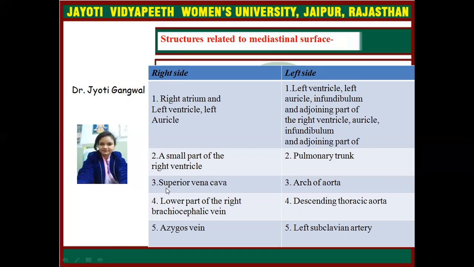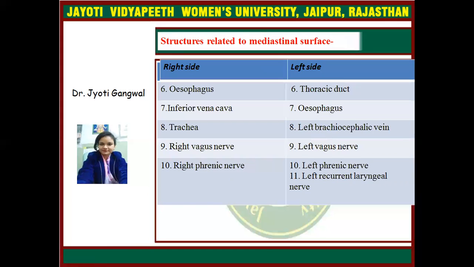On the right side, we will see the superior vena cava, and on the left side, we will see the aorta. On the right side, we can see the lower part of the right brachiocephalic vein, and on the left side, we will see the descending aorta. Right side, the azygos vein. Left side, left subclavian artery. Right side, esophagus. Left side, thoracic duct.